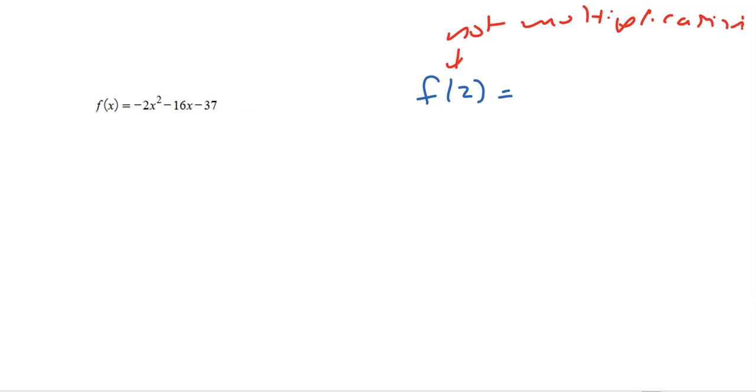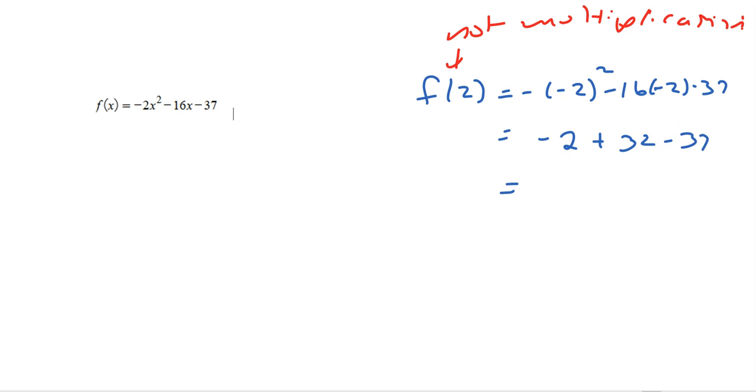Okay, so when you substitute that in, all you're going to do is just evaluate the expression that's on that right-hand side. Now, when you make the substitution, please use parentheses, because if you don't, you will probably get the answer wrong, especially with these negative numbers with quadratics and exponents and things like that, because here we'd get negative 2 plus 32 minus 37, negative 5. So that'd be something like a negative 7, I guess.